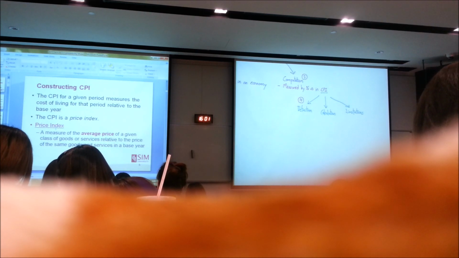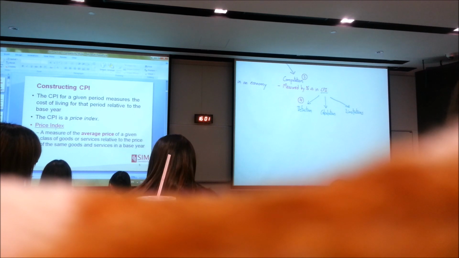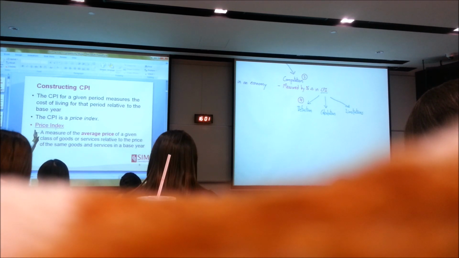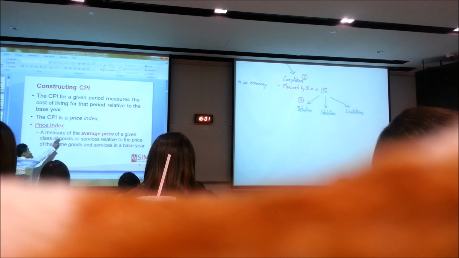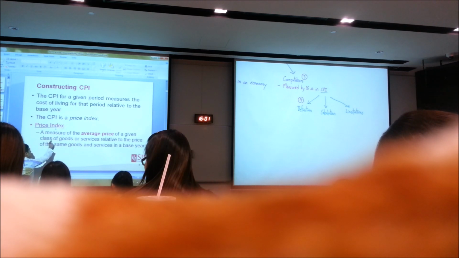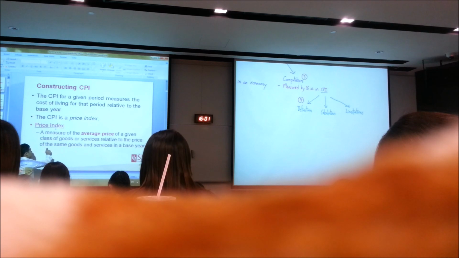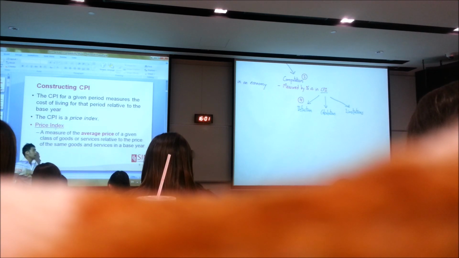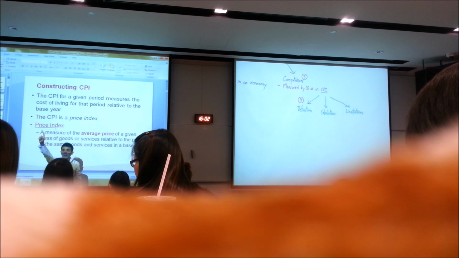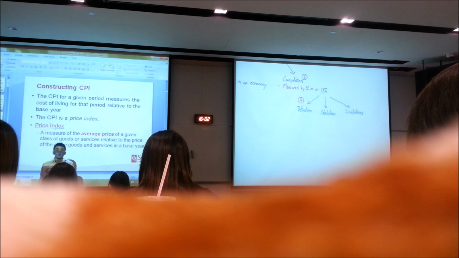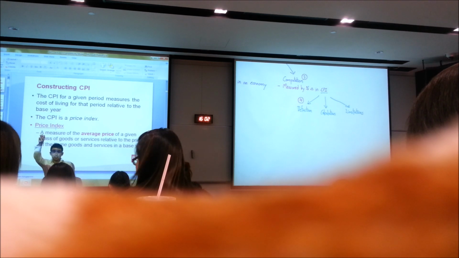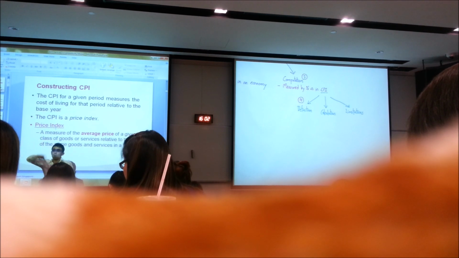The CPI for a given period measures the cost of living for that period relative to the base year. Okay? So the CPI is a price index. What is the price index? Price index is a measure of the average price of a given class of goods and services relative to the price of the same goods and services in the base year. So this is the definition of a price index. So when the price index is 1, it means that the cost of living is the same currently compared to the base year, because 1 is the same.